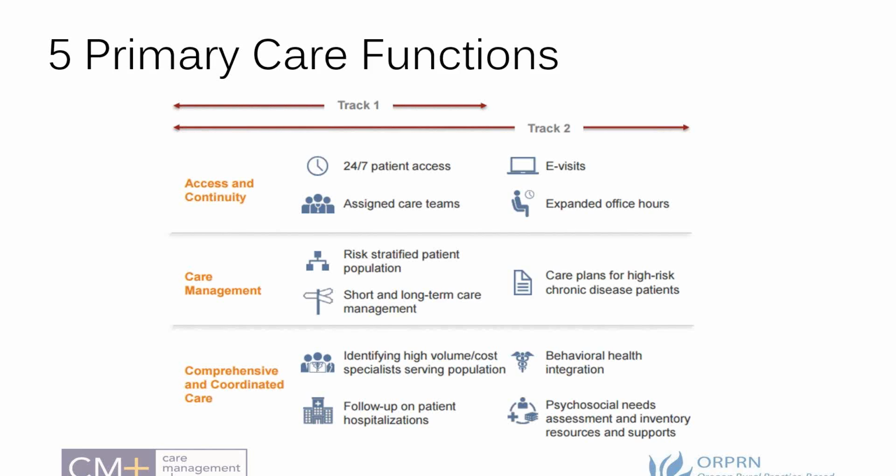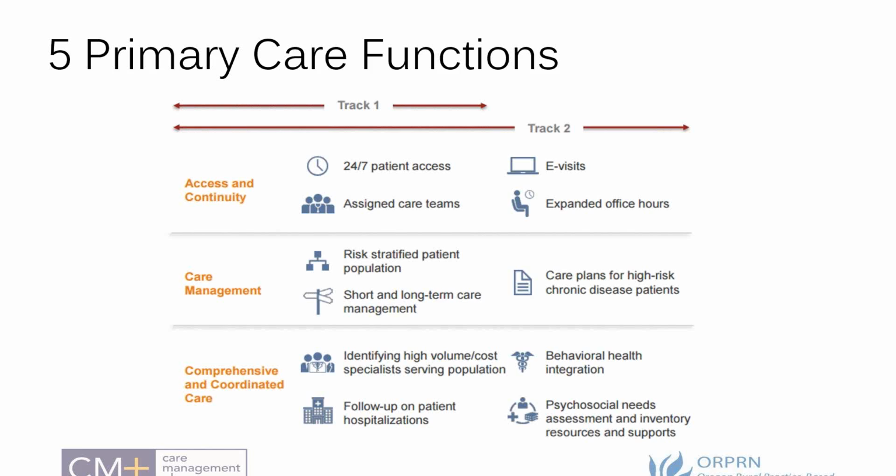What for the Track 2 folks is really taking the first column there in Track 1 to another level, expanding the breadth and depth of these 5 areas, which are access and continuity, care management, where you're risk stratifying the patient population, and the comprehensive and coordinated care function, which is identifying those populations that require specialty care, addressing their needs, and creating the systems that need to be in place for knowing when they're in the hospital, but also knowing when they get discharged.